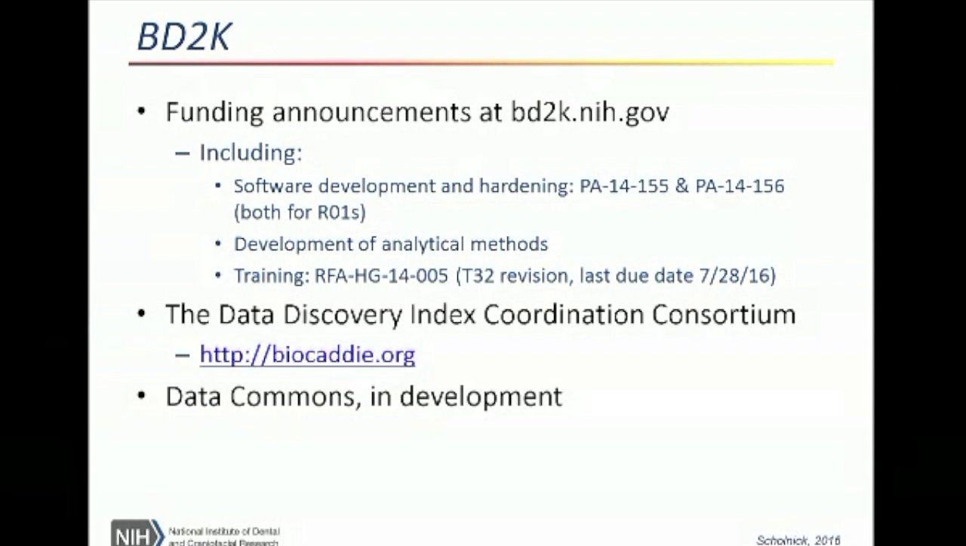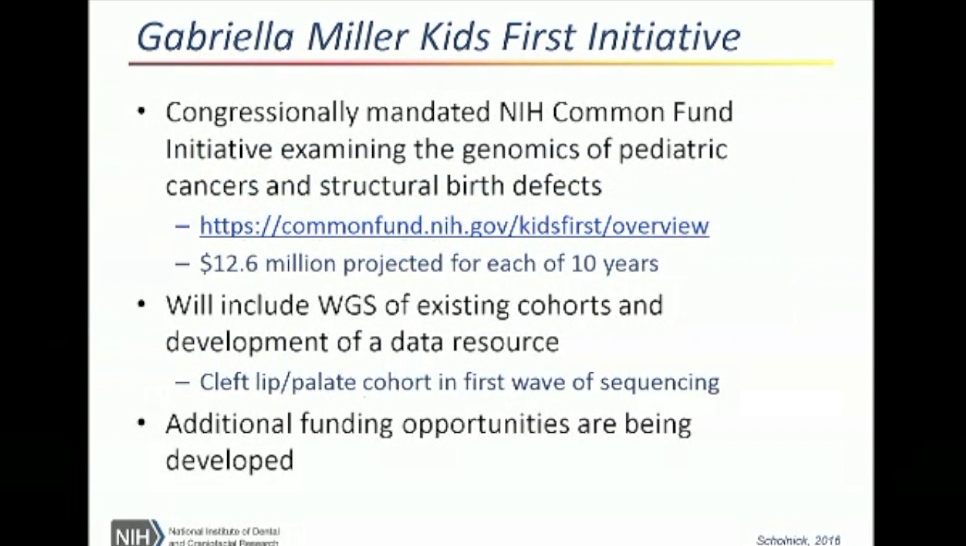Now, this Gabriella Miller Kids First was one of those things that fell deus ex machina from Congress. Congress actually got together and agreed on something. And Gabriella Miller was a young woman who came down with eventually a terminal cancer, who wrote to her congressional representatives saying that we really need more research for pediatric disorders. And they listened, and they bestowed upon NIH a certain amount of money to be spent every year over the course of 10 years to facilitate pediatric research. And that research covers both structural birth defects and pediatric cancers.